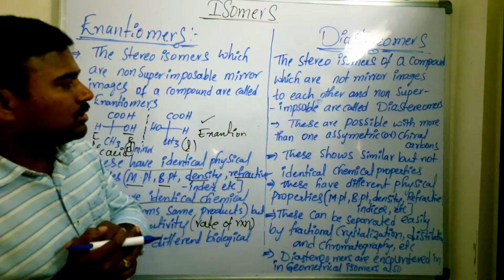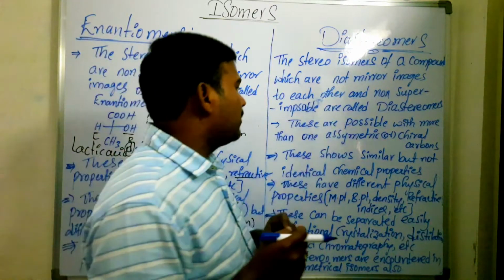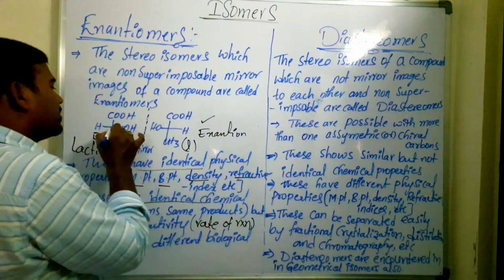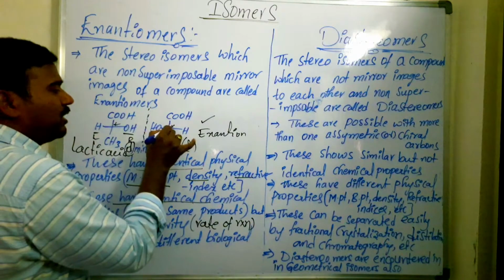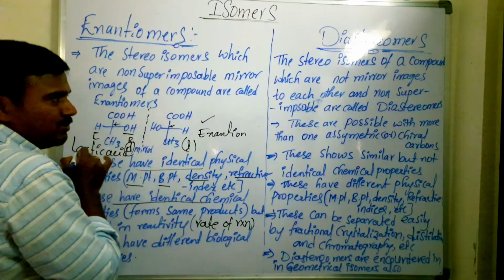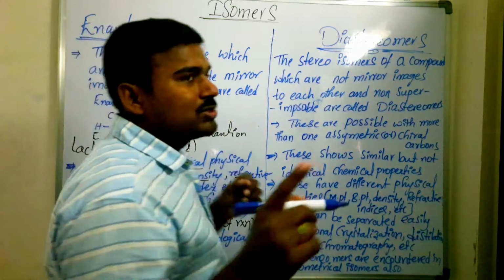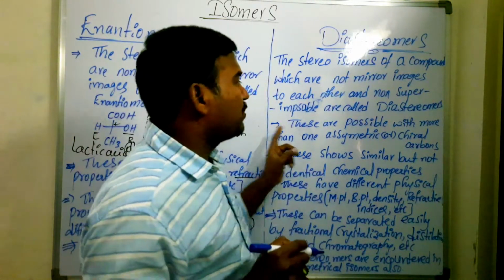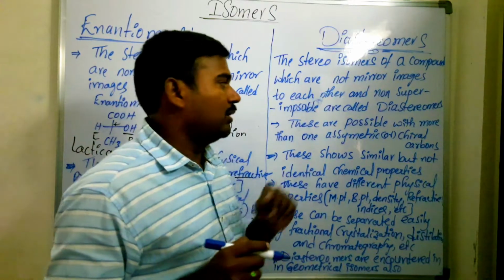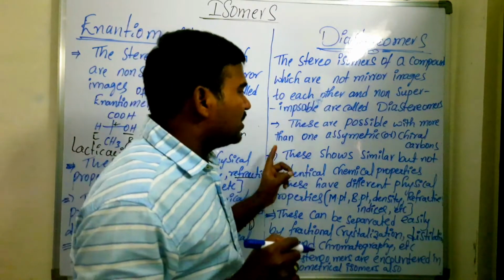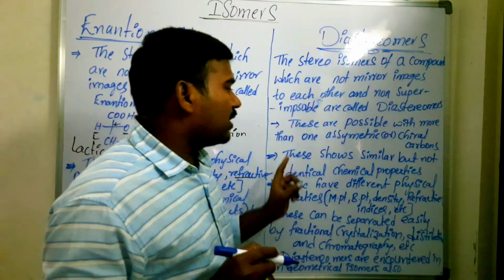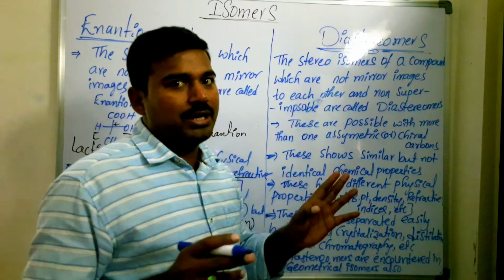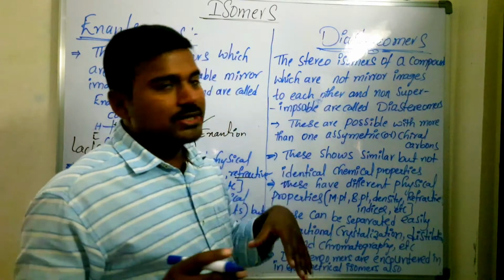Now, next we'll see the properties of diastereomers. These are possible with more than one asymmetric carbon. Enantiomers are possible even with one asymmetric carbon. Here only one asymmetric carbon is there, that is, only one chiral carbon. But diastereomers are not possible with a single chiral or asymmetric carbon. They are possible with more than one asymmetric or chiral carbon. Now these show similar but not identical chemical properties. These will show similar chemical properties but not identical. Their rate of reaction will be different.